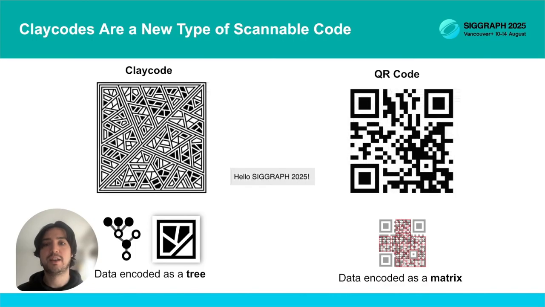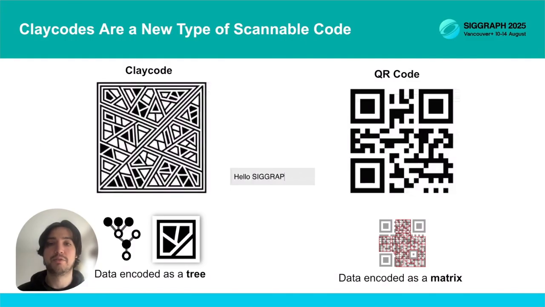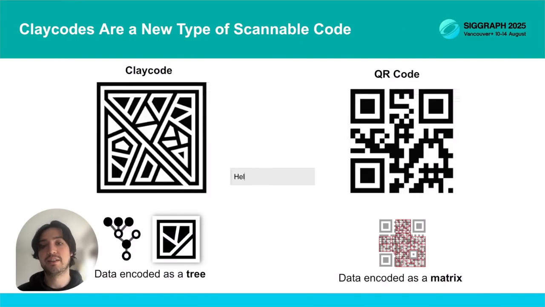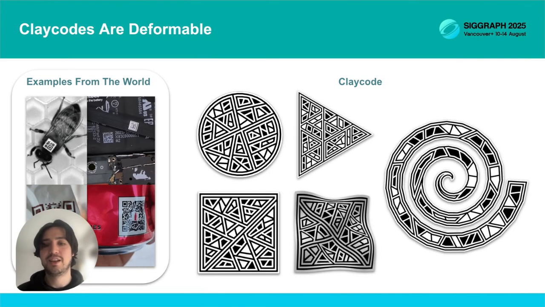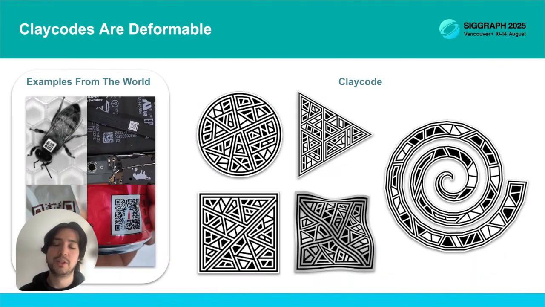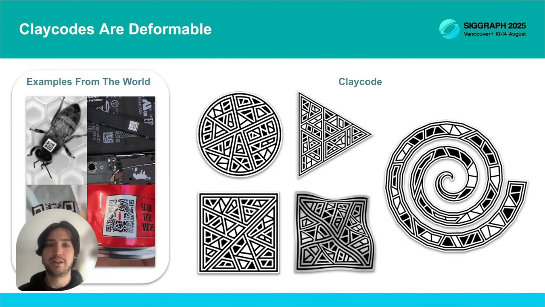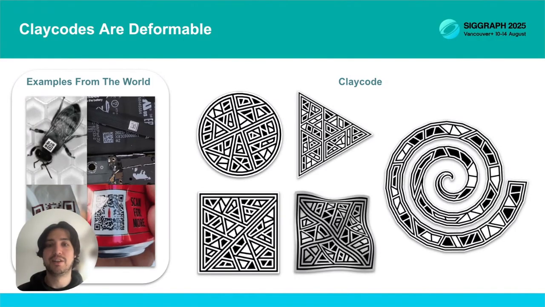You can think of it just like QR codes, but instead of encoding data in a matrix of black and white, it uses trees, and in particular encodes data as a nesting of color shapes one inside the other. This enables a whole new set of features, first of which Claycodes are deformable. So that means that they can be fit into any shape. Here you see some examples, even extreme. And also that they are basically immune to all the plastic deformations that you see in everyday life.